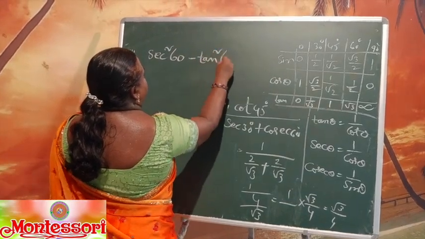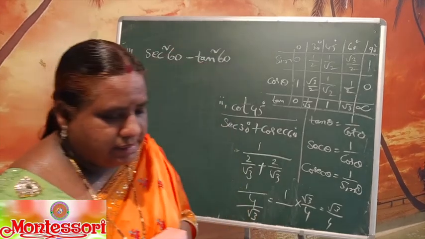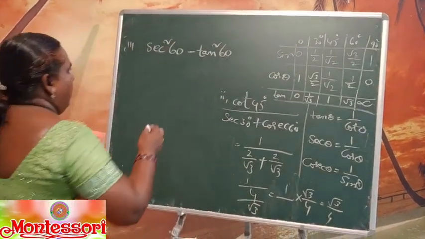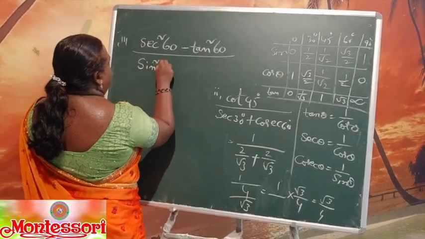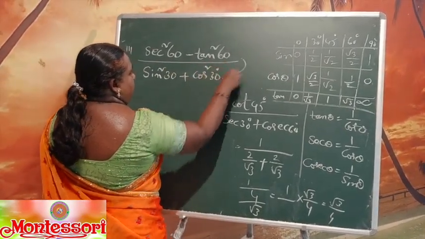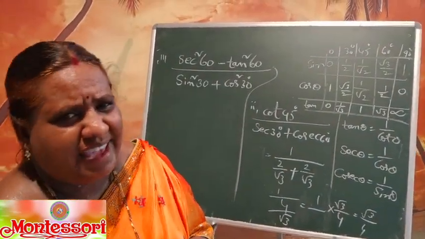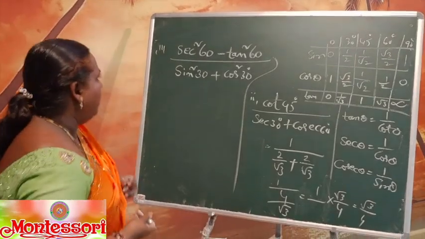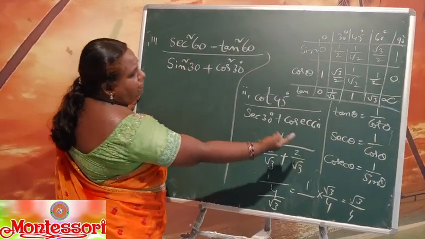Sec square 60 minus tan square 60 by sin square 30 plus cos square 30. This is the third sum. Now what is sec 60? The same application as I told before. Sec is nothing but the reciprocal of cos.